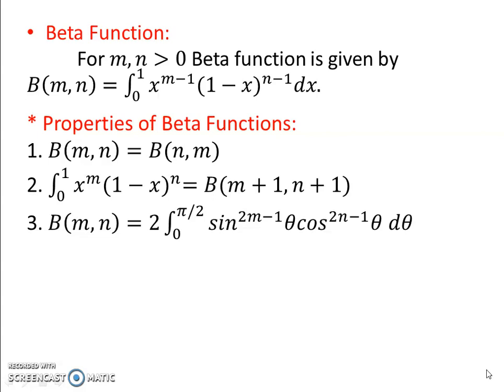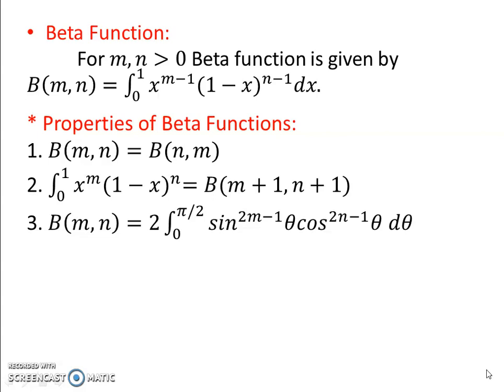Here, suppose we start with beta of m, n, and in this definition we replace x by sine square theta. Therefore dx is equal to 2 sine theta cos theta, right? And 1 minus x is nothing but 1 minus sine square theta, that is cos square theta. So replacing these values we will get the required proof.